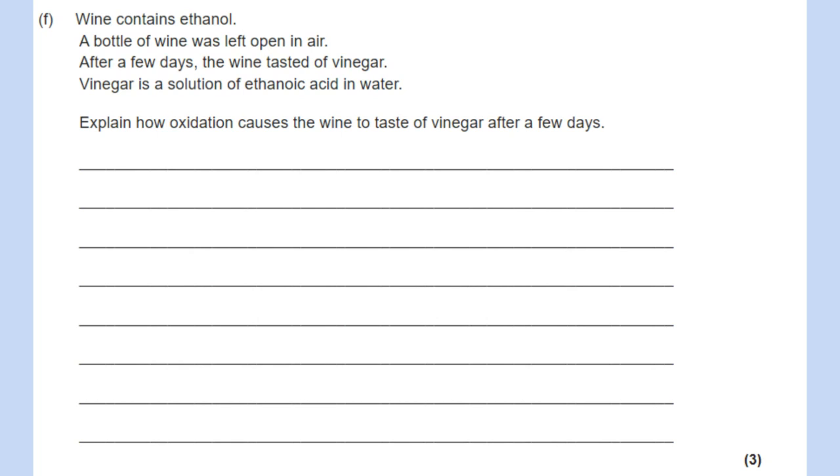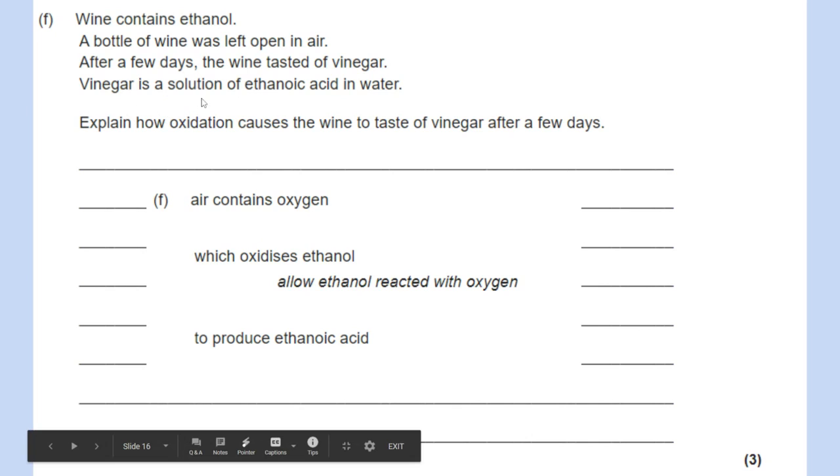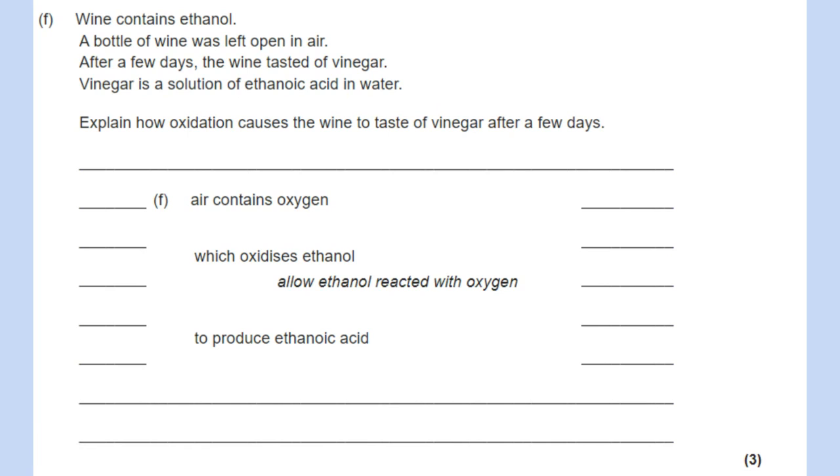Okay, so our 3 marks come from the fact that air contains oxygen. Oxygen oxidizes the ethanol, or the ethanol reacts with the oxygen, and you produce ethanoic acid. Ethanoic acid is vinegar. Okay, like the question says up here. So that's your 3 marks. Mark yourself, see what you got out of 3.